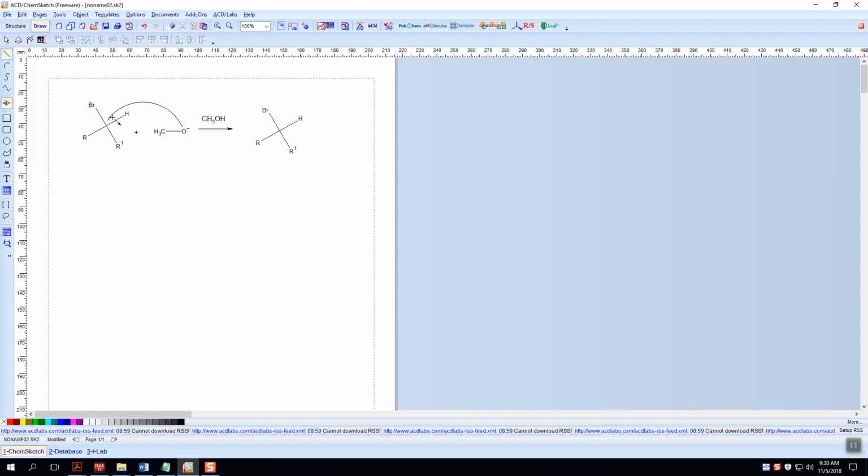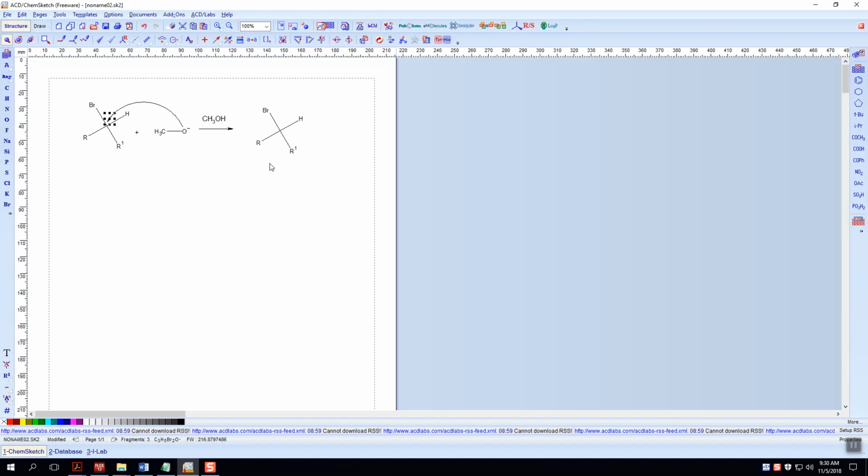I somehow lost my arrow, so I'm going to go ahead and put that back in like that. Now that I have my structure like this, I want to draw this transition state. To do that, I want to change this to a dashed line. So I'm going to click on the dashed line and click on that like that. And what you'll notice is that kind of messed up this.